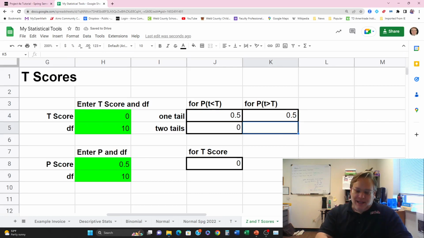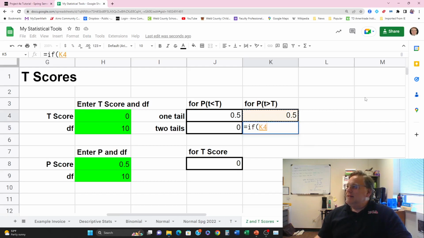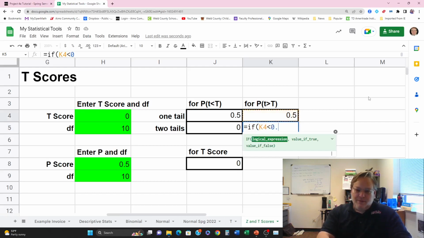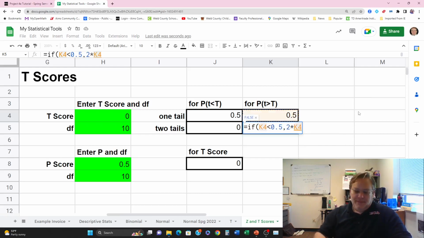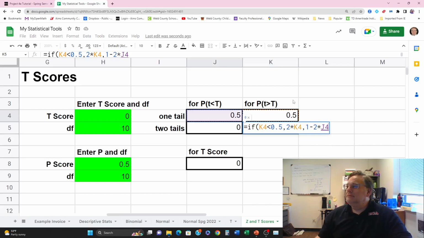Okay. And then lastly here, same type of thing. So this is going to be if this is less than 0.5, and if it is, then double this. And if not, then subtract from 1 the double of the other one. And there it is there.